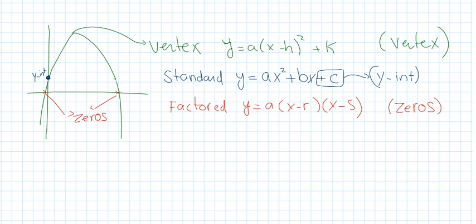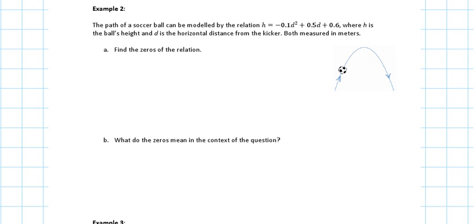A path of a soccer ball can be modeled by the relation h equal to negative 0.1 d squared plus 0.5 d plus 0.6, where h is the ball's height and d is the horizontal distance from the kicker, both measured in meters. Find the zeros of the relation. So here's a question that you're going to get, for example, on a quiz or a test. What would you do?